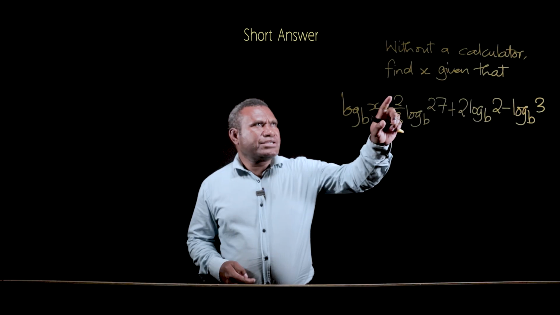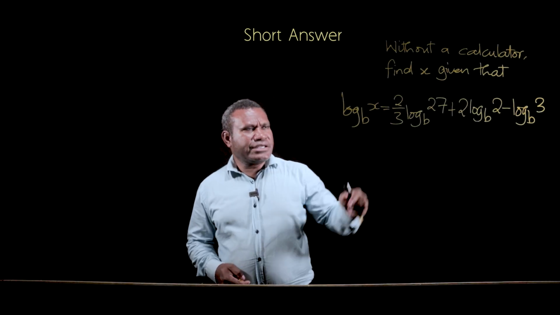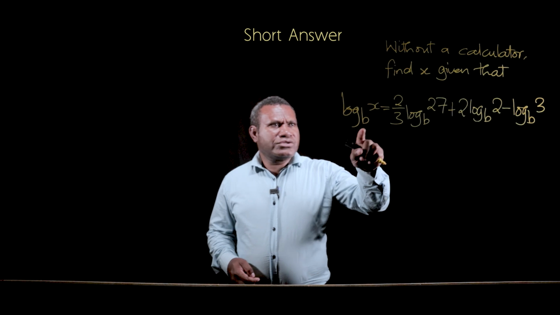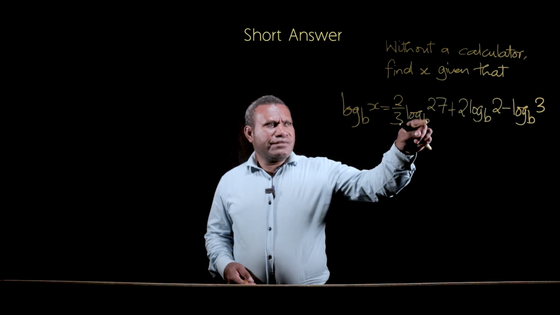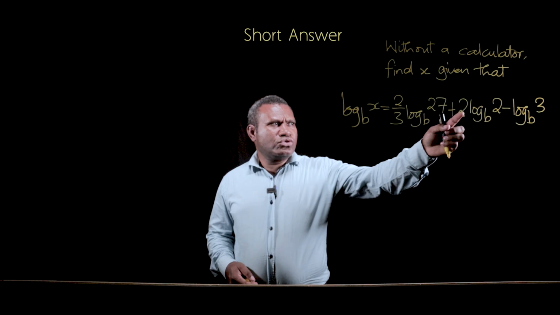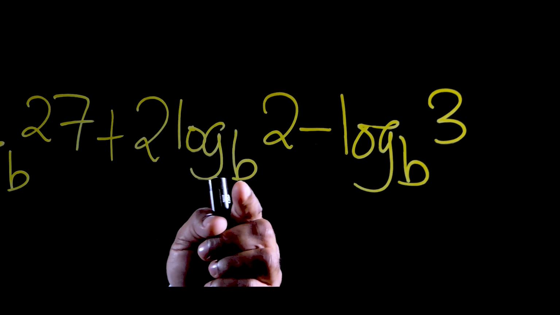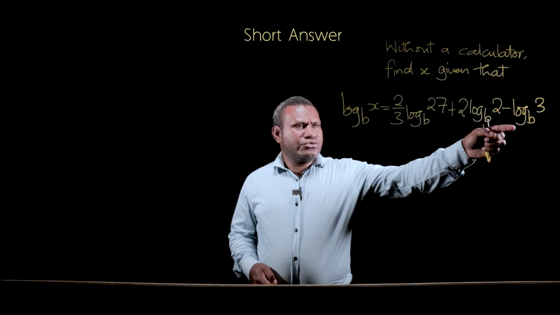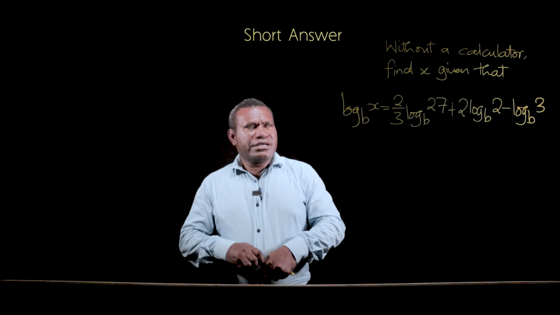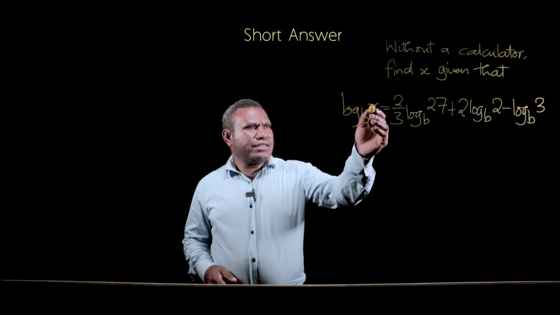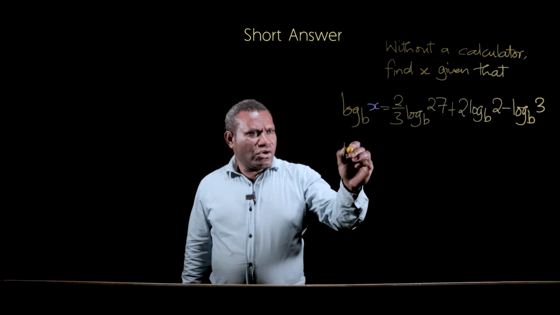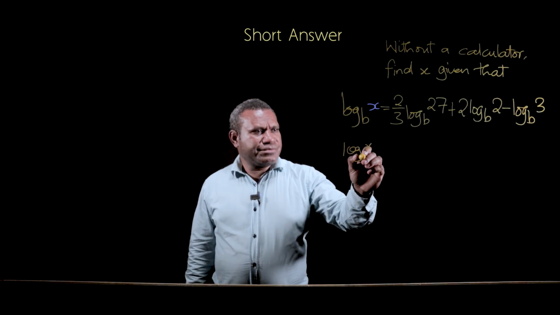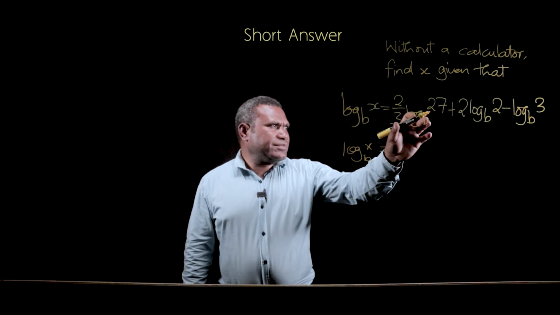The question here reads, without a calculator, find x given that log x to base b is equal to 2/3 log of 27 to base b plus 2 log of 2 to base b minus log 3 to base b. And in the question, we are asked to find the value of x here. So what are we going to do? Log of x to base b is equal to, we have to simplify each of these.